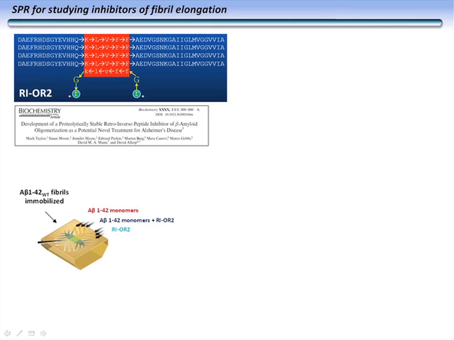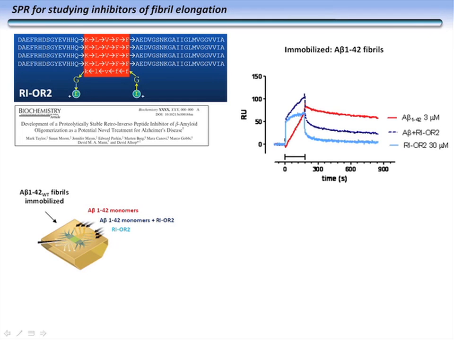So we used SPR to test this hypothesis, and this is the protocol we used. As I said above, we immobilized A-beta fibrils on the chip, and then we injected A-beta monomers, A-beta monomers alone or in the presence of the peptide, to see if the peptide interferes with the elongation. We also injected the small peptide alone in order to see its binding properties.